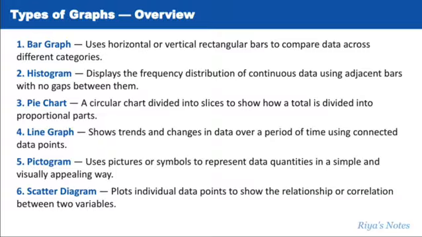Shows trends and changes in data over a period of time using connected data points. 5. Pictogram. Uses pictures or symbols to represent data quantities in a simple and visually appealing way. 6. Scatter diagram. Plots individual data points to show the relationship or correlation between two variables.